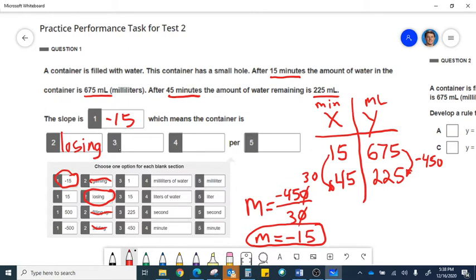Then I get to choice 3. Choice 3 here has 4 things to choose from: 1, 15, 225, 450. How many milliliters am I going to be losing? When we talk about the amount, what measurement are we talking about? We're talking about milliliters and minutes. So this question is asking how many milliliters we are going to lose every minute. This right here is just 15, a positive form of negative 15. So it's 15 milliliters of water per minute. And that's number 1.